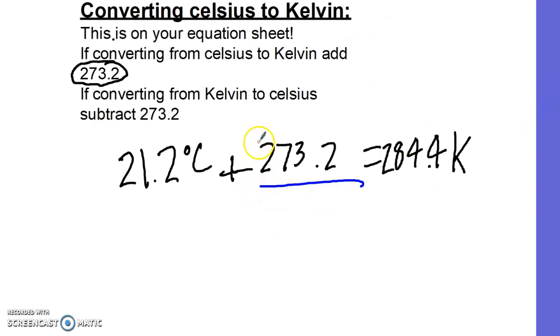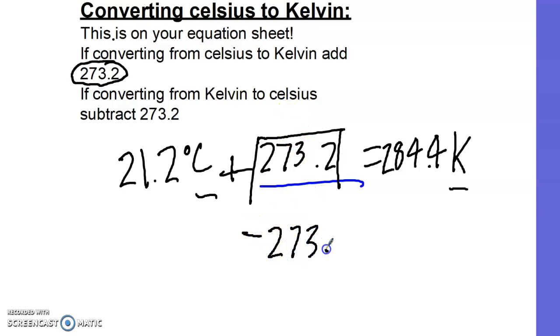So to change from Celsius to Kelvin, you add this number, 273.2. If you want to go from Kelvin, then you would subtract 273.2. You do the opposite, right? Good old mathematics.